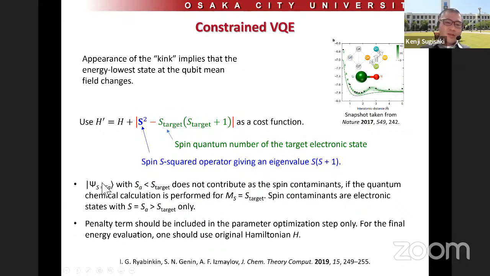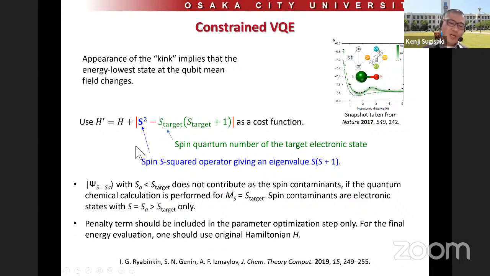And also, in this case, if we calculate Ms equal to Ms target using the Ms target wave function, electron states having a spin quantum number smaller than the target spin quantum number of the target state don't contribute. So we don't have to apply a square. Just an absolute value is enough.